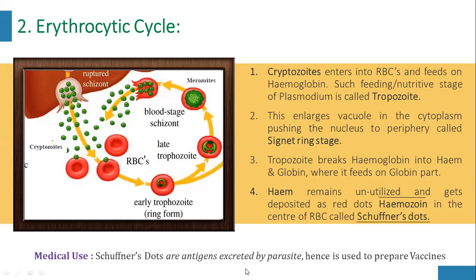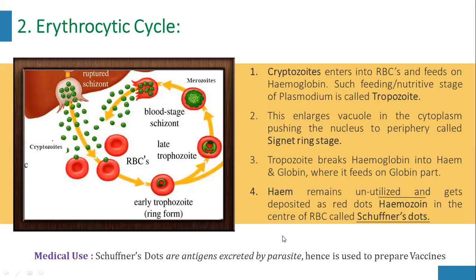Trophozoite, when it is feeding on hemoglobin, breaks it into heme and globin. It feeds on the globin because that is mainly the protein diet which it requires. But the heme particles, which are iron particles, are left behind, which fall on the RBCs as red dots of hemozoin, discovered by Schaffner, called Schaffner's dots. Extra information for NEET: Schaffner's dots are themselves antigens which are used to prepare vaccines. Yes, vaccines are available for malaria so that we can prevent it.